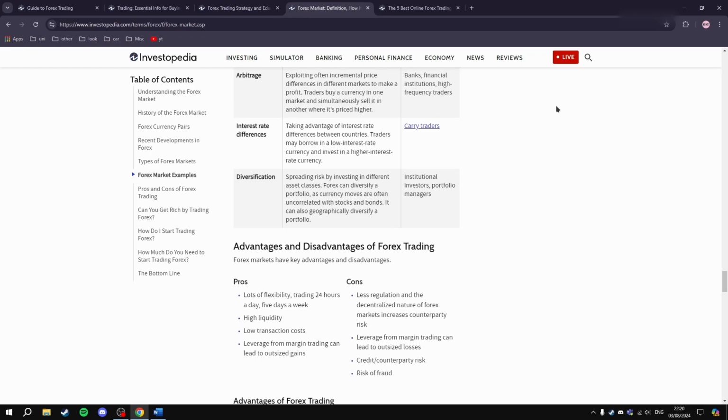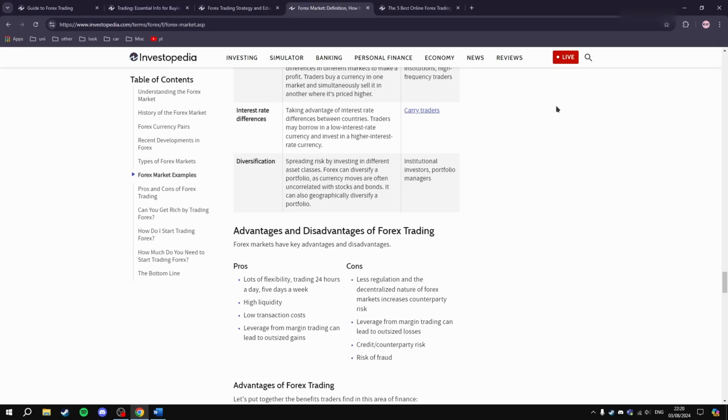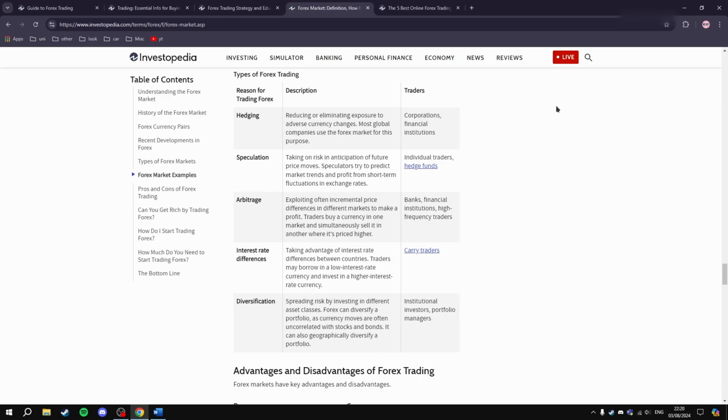Arbitrage: exploiting often incremental price differences in different markets to make a profit. Traders buy a currency in one market and simultaneously sell it in another where it's priced higher. Banks, financial institutions, high-frequency traders. Interest rate differences: taking advantage of interest rate differences between countries, traders may borrow in low interest rate currency and invest in high interest rate currency. Carry traders.